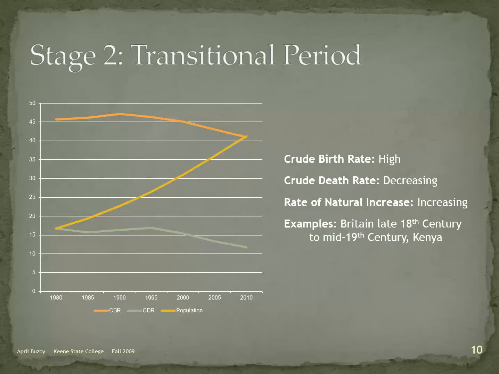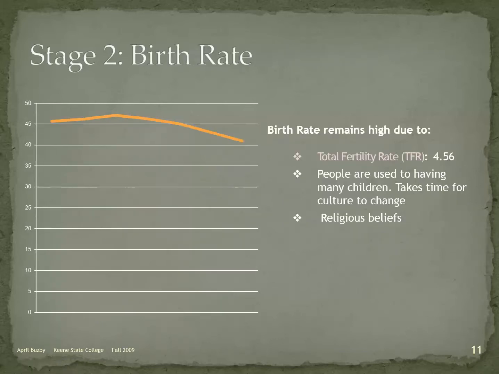All right, so now the transitional period. So now we're talking, for example, Britain in the late 18th century to mid-19th century. And Kenya, and this is a typo, this should be 1880s to 1910s. Okay, well, anyways, what we have going on here is a high crude birth rate, so that's still high, but the crude death rate is decreasing. And so we see that from the green decreasing over time, and what that causes is an increase in population.